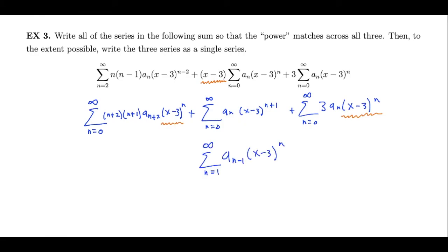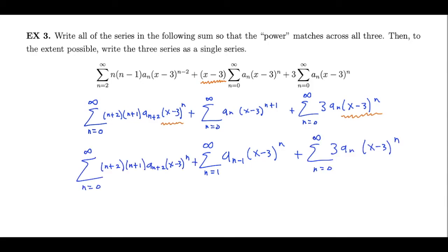Let me copy down my other two series just for reference. And now all three series have been modified such that the power terms match. Unfortunately, I'm not quite ready to combine these yet because the starting indices on these three series don't yet match. If you think about it, this term will start at n equals 0, and I'll get a certain value, whereas this does not have an n equals 0 term. This third one does in fact have an n equals 0 term. So in a sense, the first and third have extra terms.